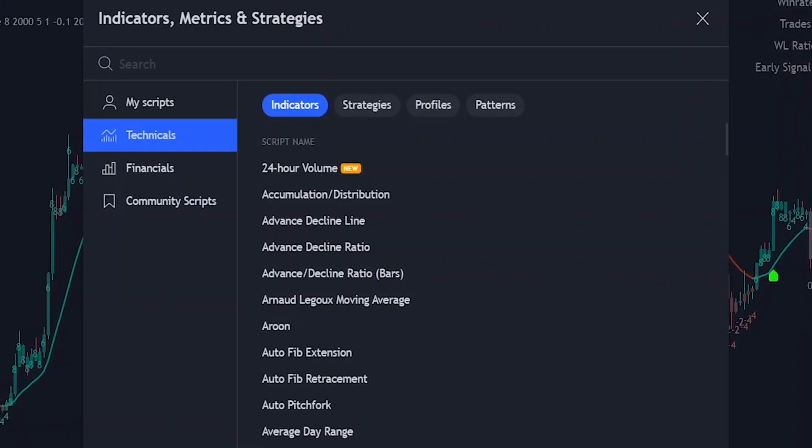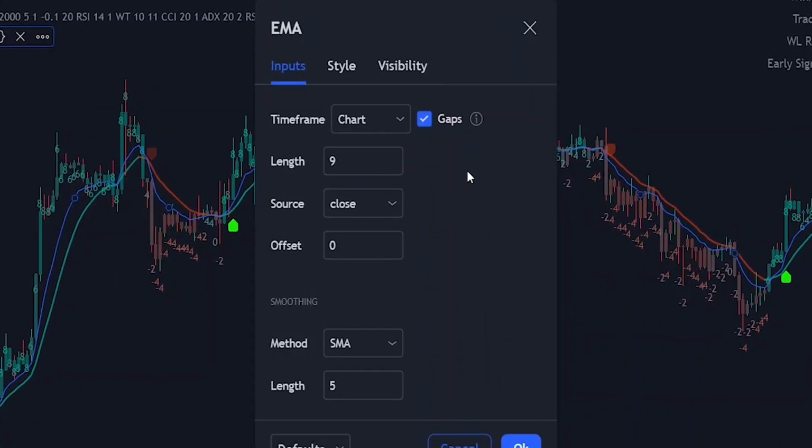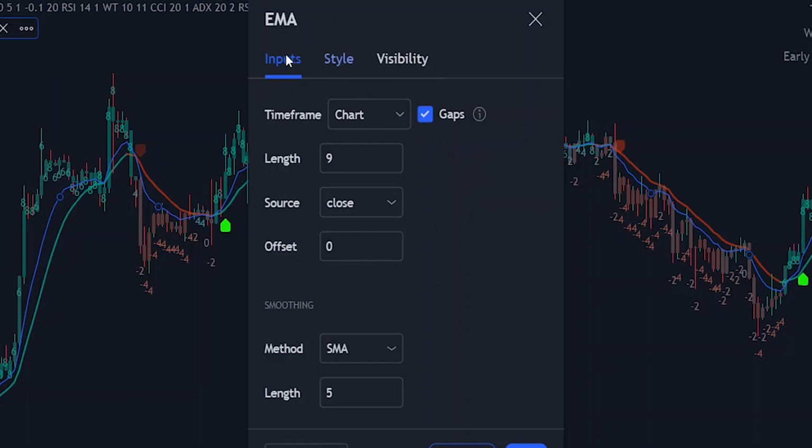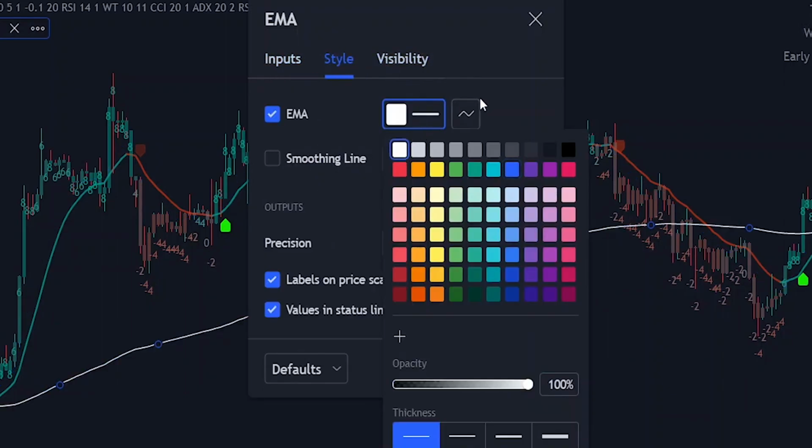The second indicator is called Moving Average Exponential, or EMA for short. We will be using this one, so left-click it once. For this indicator, we need to make two modifications. First, we will open the Inputs tab and change length to 200. And second, we will navigate to the Style tab and change the color to white.